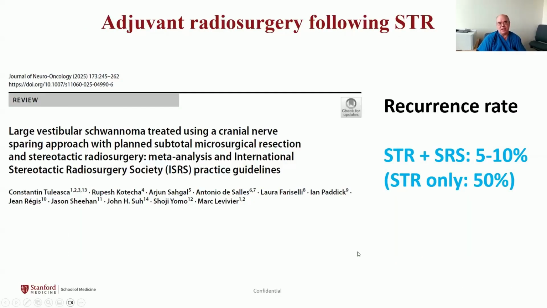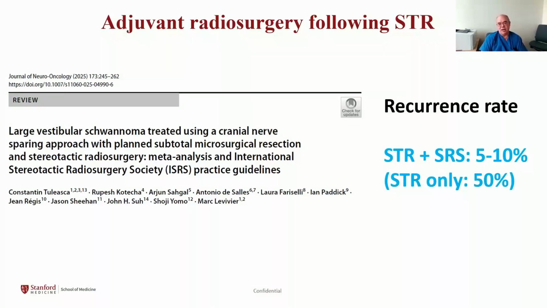So what happens if you have surgery for your acoustic neuroma and the surgeon's not able to get it all out, and you've got some left, and you have the radiation, stereotactic radiosurgery? What are the control rates?